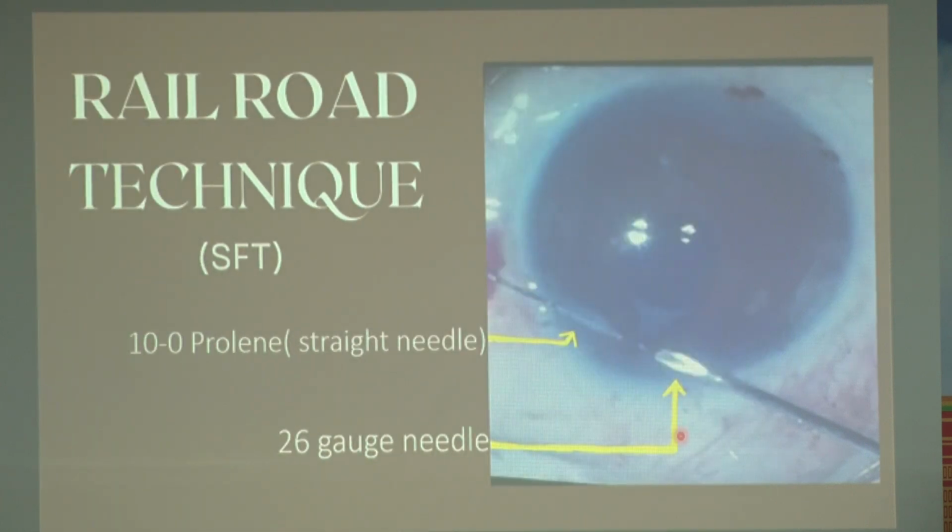What we do in this technique: from one side, we insert a 10-0 Prolene with a straight needle. From the other side, we insert a 26 gauge needle, and by the railroad technique we take the Prolene suture out. Then we make a loop, and after that we put four throws, and after stretching the opposite ends, we get a knot at the desired place.